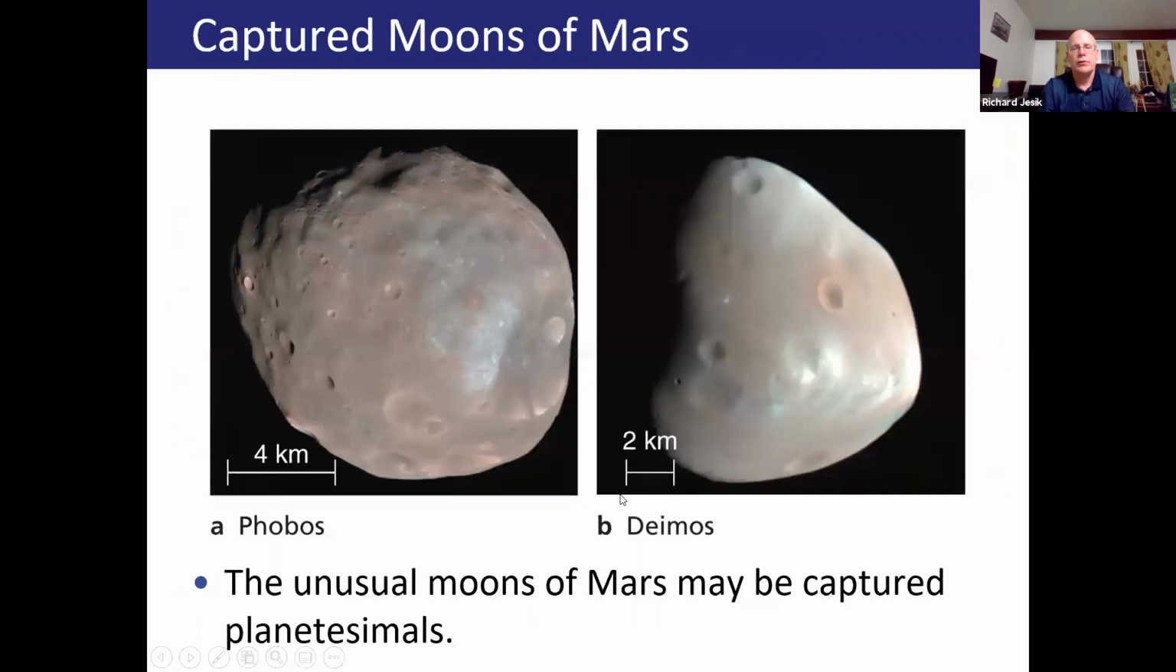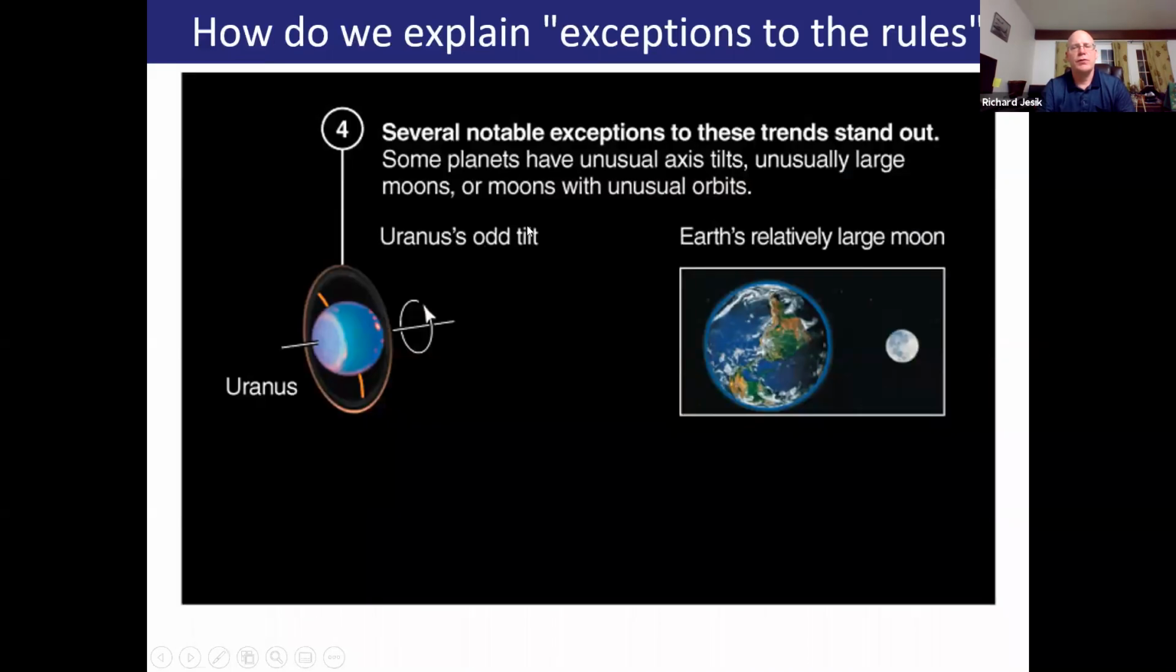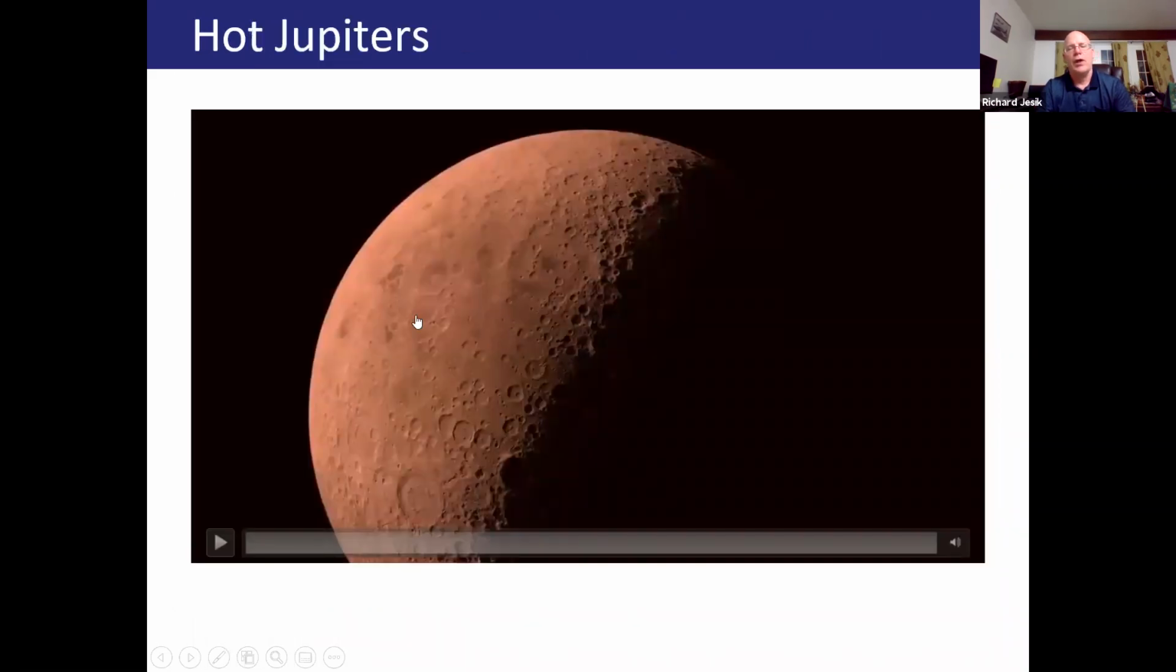What's going on here? There's a couple of captured moons of Mars. These look like asteroids. They're tiny compared to Mars. And our moon also could not have been captured. It's just too big. And so we're still left. The nebula theory still can't quite tell us why our moon is so big. It can't really tell us why Uranus is on a weird tilt either. It has a hard time explaining these exceptions to the rules.